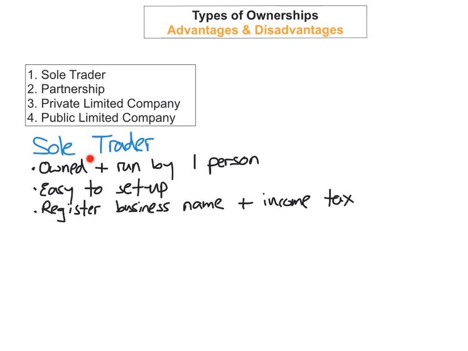So, a little bit about a sole trader. First of all, it's owned and run by one person. A sole trader is very easy to set up. All you have to do is register a business name and register for income tax with the Revenue. Usually sole traders are small businesses, and they're often run by family or have some family involvement, helping the person that actually owns it.